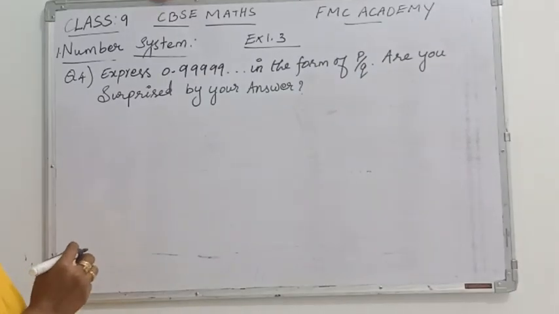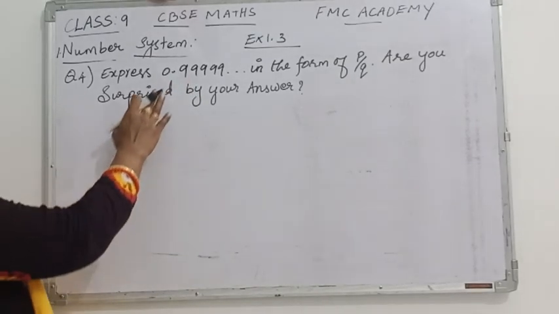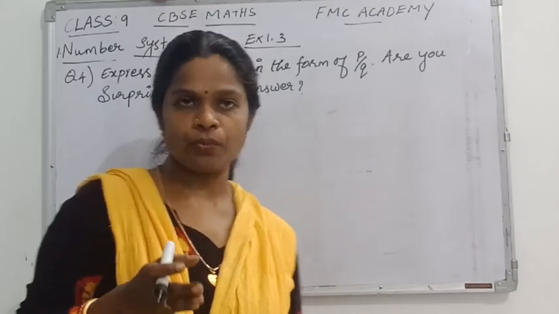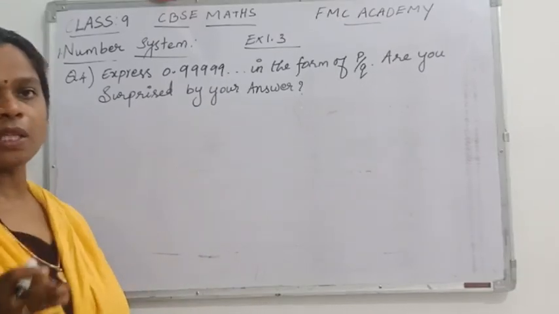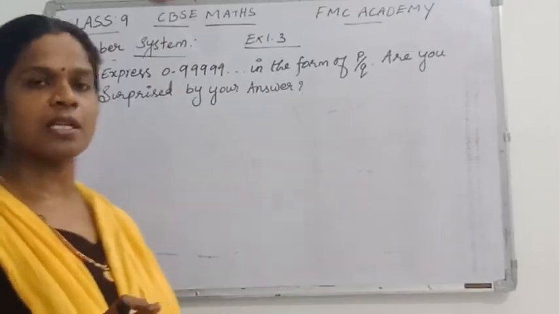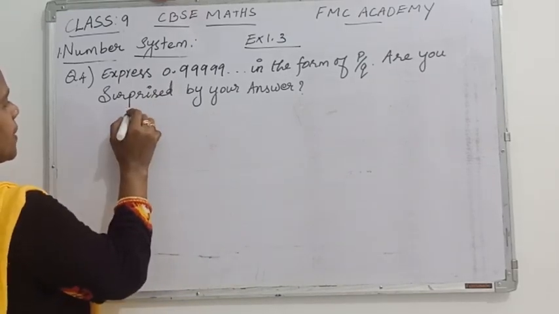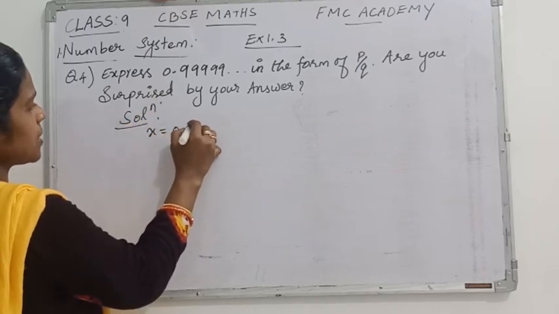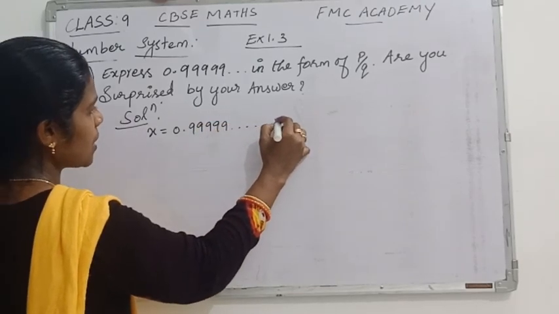Let's see now. Just like the previous one, we discussed how to convert a decimal expansion into P by Q form, and here we are going to do the same. But they ask one more question: if you are surprised by your answer, tell the reason and discuss with your classmates and teachers. So the first step, let x be equal to 0.999 repeating. You will give equation number 1.